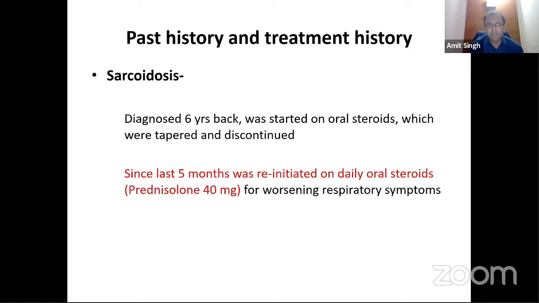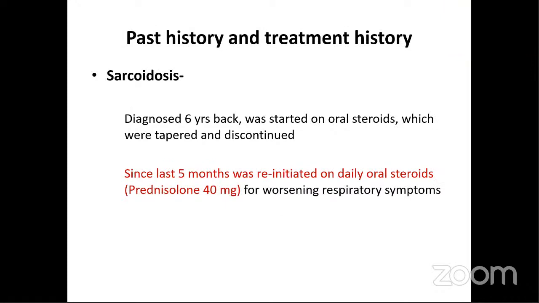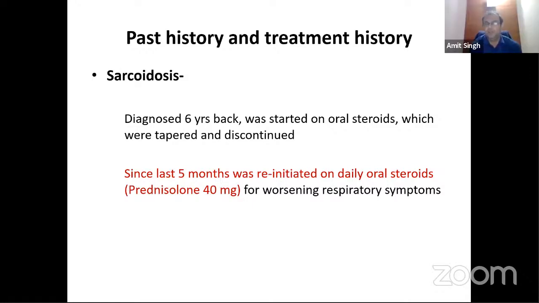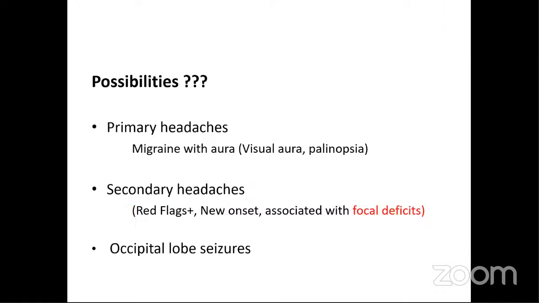So past history and treatment history, as I have told, since the last 6 years he was a case of sarcoidosis. And for the last 5 months, he was started on oral steroids because of worsening respiratory symptoms. So this was the treatment and past history of the patient.